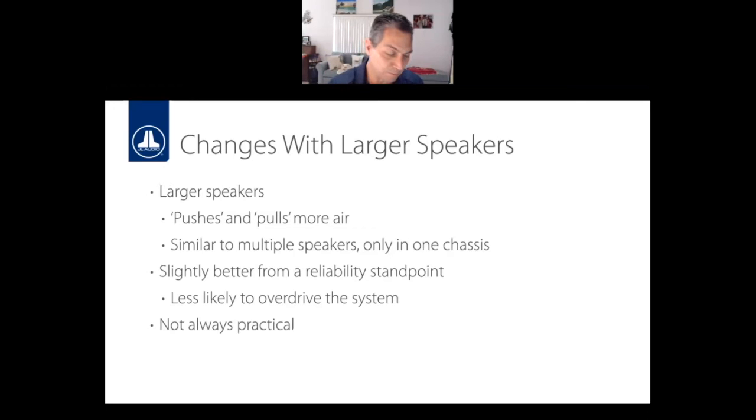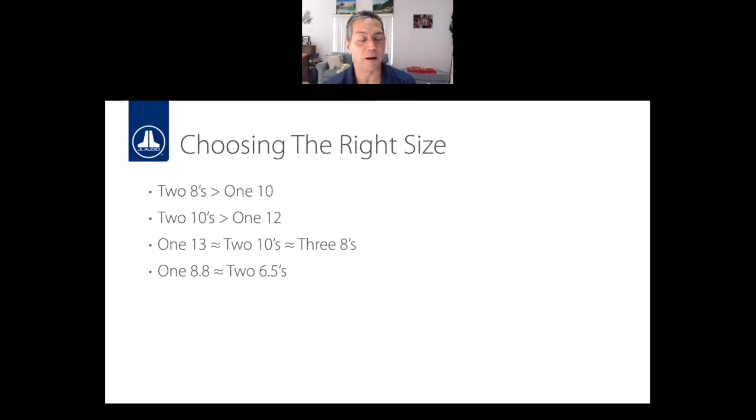So real quick, I just want to talk about the benefits of choosing the right speaker size. As a general rule of thumb, this is not always the case, but to give you an idea, 2 8s is typically going to be a little bit bigger than a single 10. 2 10s is a little bit bigger than a single 12. This is where it gets interesting. One of the 13s is about the same as 2 10s, which is about the same as 3 8s. Now you know why we did that size, because it's a bigger piston and it takes the place of multiple drivers. If you can't do multiples, use a bigger speaker.